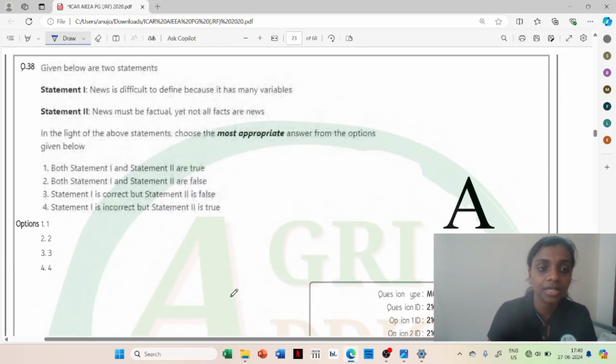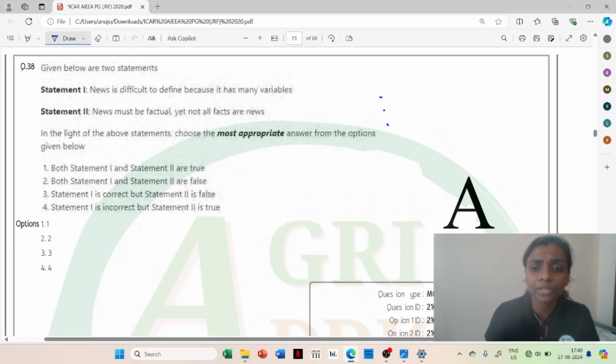Next question. News is difficult to define because it has many variables. The first statement says that when you are reading a newspaper, you can see very varying types of content. Something will be related to education, something to politics, some emergency things like accidents will be explained, or any good news will be there. Many kinds of news will be included in a newspaper, right?